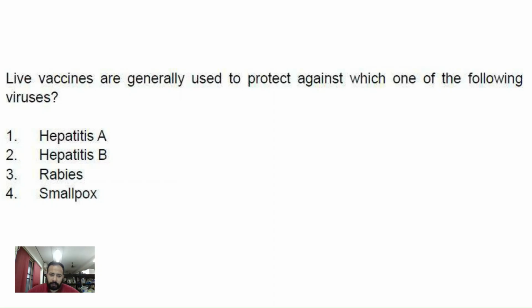smallpox. Now, many of you might already know the answer, but before going into the answer, let's talk a little bit about vaccines because it is kind of related to the answer. So, the word vaccine was first used by Edward Jenner. He was the scientist who discovered the vaccines for smallpox.